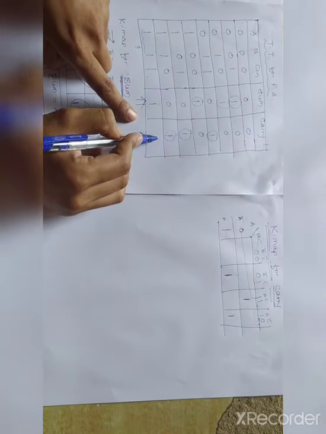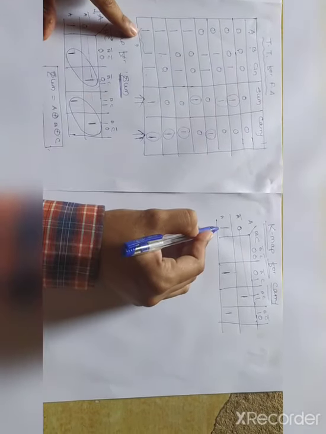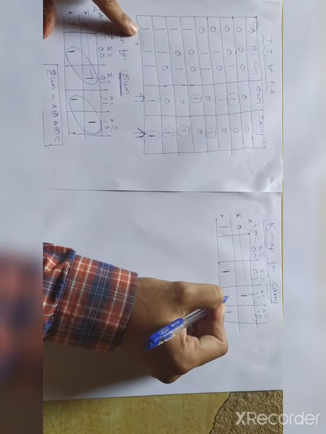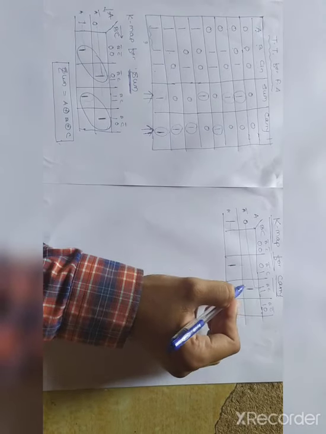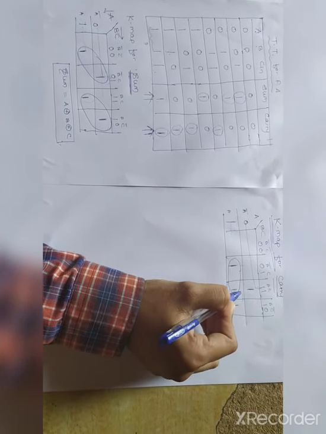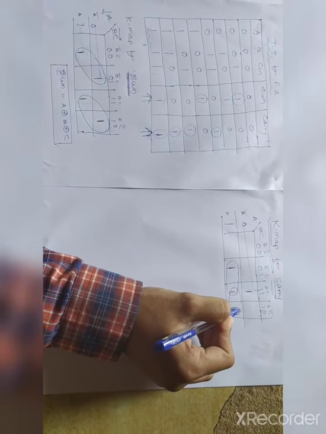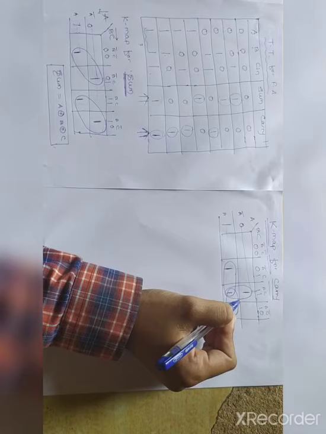Now the next you have to put this one. Okay. A is equal to 1 and BC is equal to 1, 1. Now you have to just group this. Everyone knows how to group. This is my second group. This one is my third group. Okay. Pair group is here.